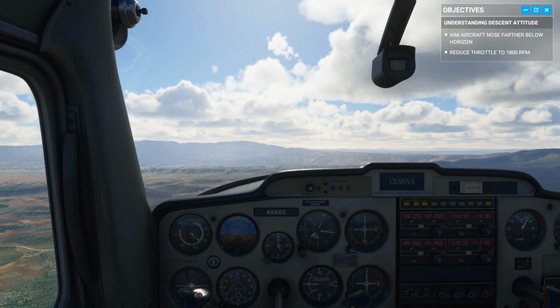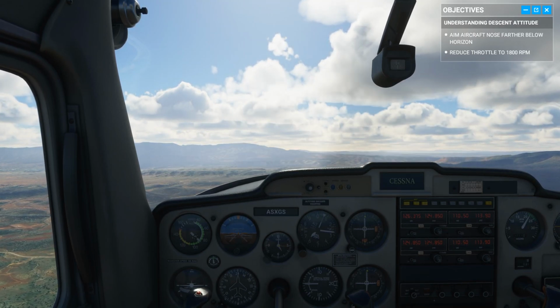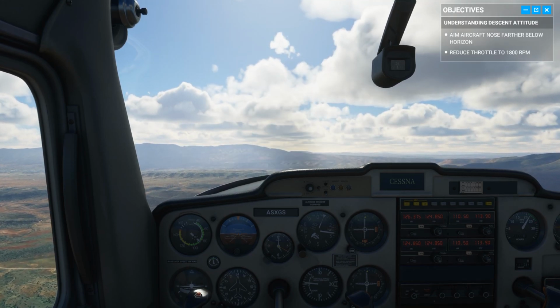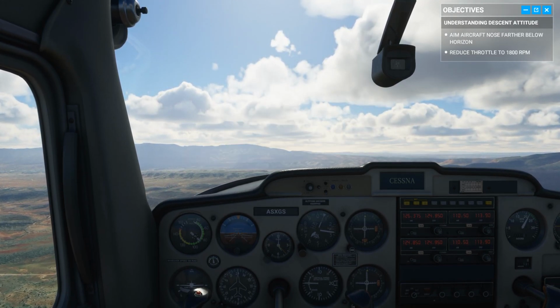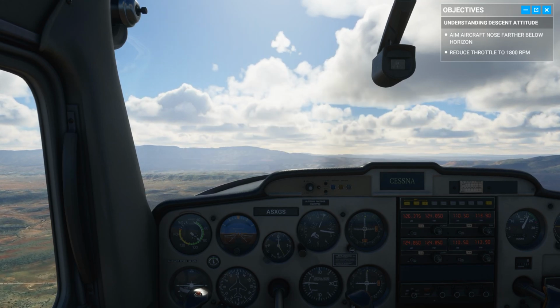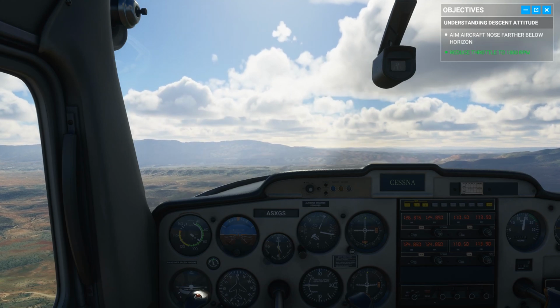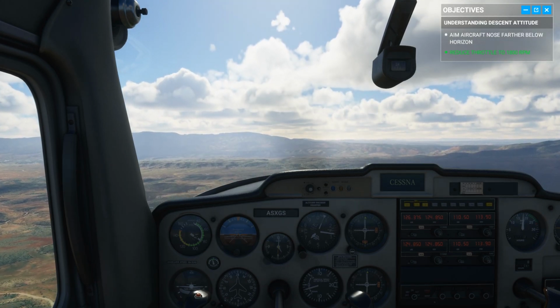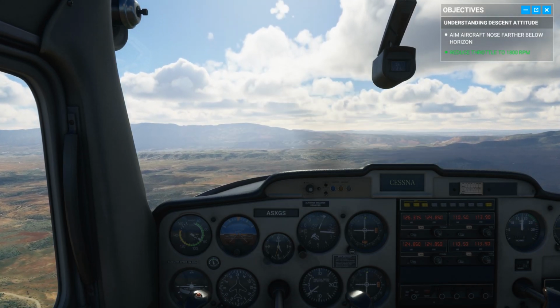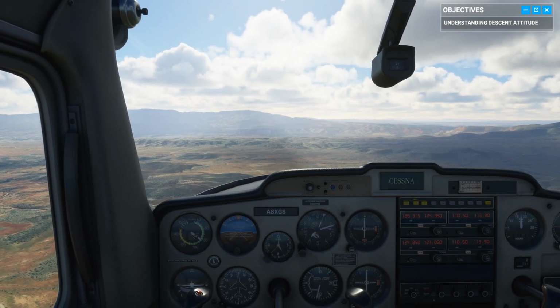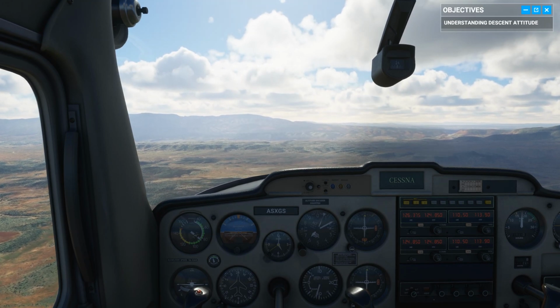Okay, when I reduce the throttle, the nose should automatically drop because we're losing power, and the aircraft is not on what you call trim, so naturally it would want to descend. So I'm gonna reduce to around 1800 RPMs. It's about there, and I'm not touching the yoke. As expected, the aircraft wants to go nose down. Our altitude is decreasing while our speed is picking up.